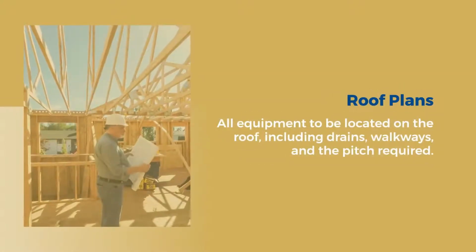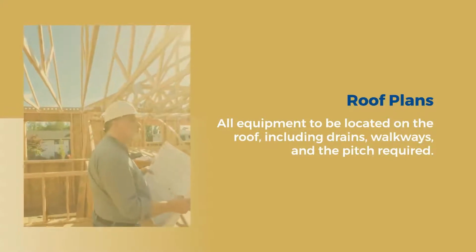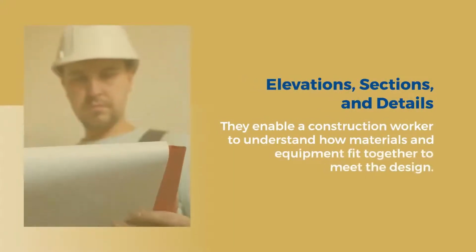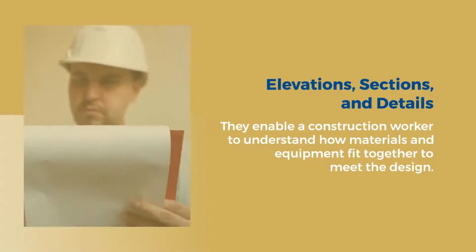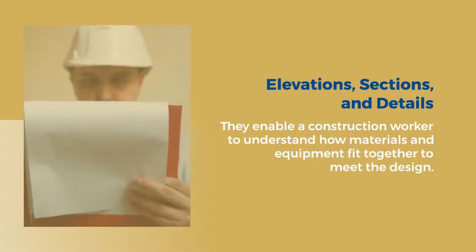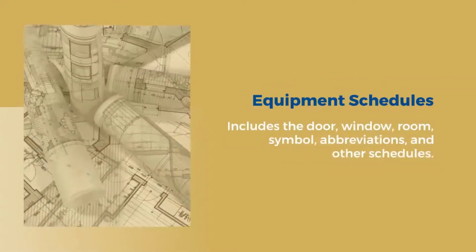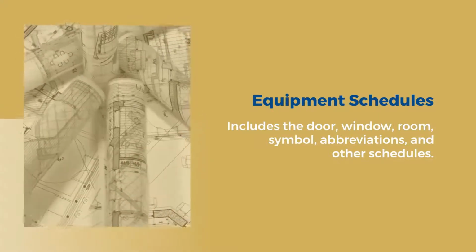Roof plans show all equipment to be located on the roof, including drains, walkways, and the pitch required. Elevations, sections, and details enable a construction worker to understand how materials and equipment fit together to meet the design. Equipment schedules include the door, window, room, symbol, abbreviations, and other schedules.